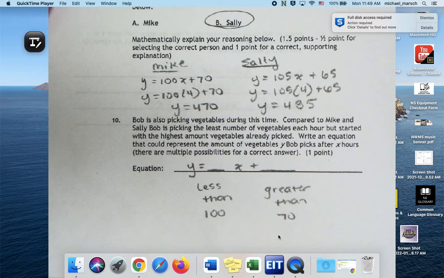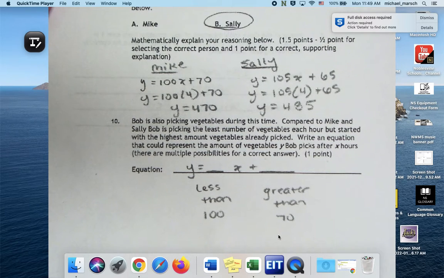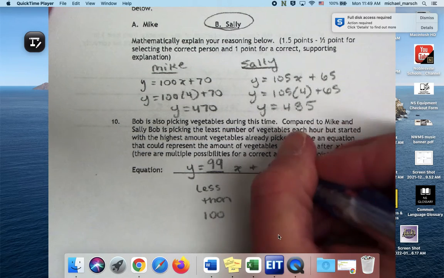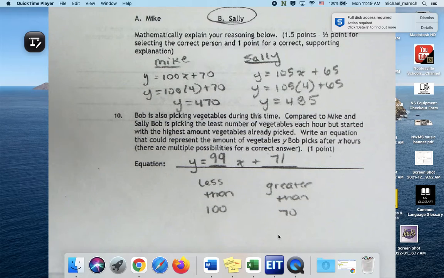98x plus 85. Great. Hannah? Super. Anybody else want to share one? Noah? Y equals 99.99x plus 70.01. Sure. In the last class, I had a 99 and a 71, so we'll go with that. It's fine. It works. It meets the requirements.